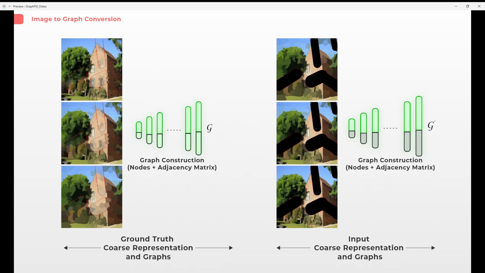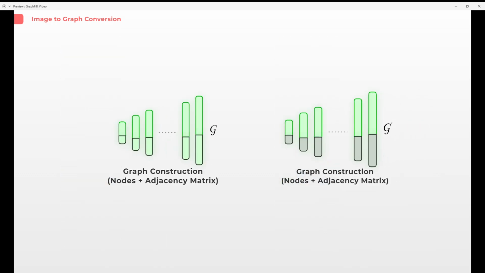We construct pyramidal graphs G and G' from these superpixels, where each superpixel at a pyramid level acts as a node in the graph. We calculate the adjacency matrix of the graph by estimating neighbors of a superpixel in image space. Graphs G and G' are utilized as training pairs for GraphFill. The role of the GraphFill network is to predict the values of unknown graph nodes with G' as input.